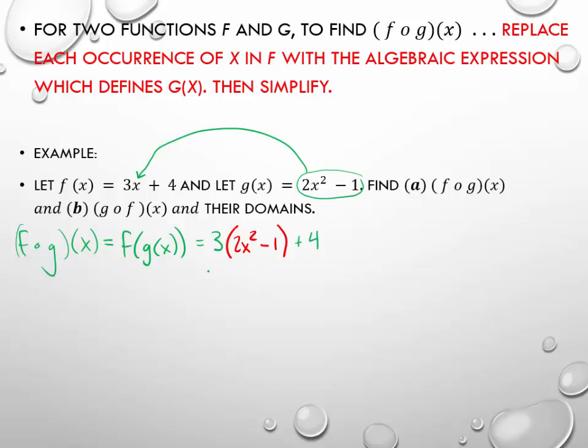That's it. Well, no, you got to simplify it, but that's what you're trying to do. 3 times 2 is 6. 3 times negative 1 is negative 3. And so we end up getting 6x squared plus 1. Okay, and that is f of g of x.